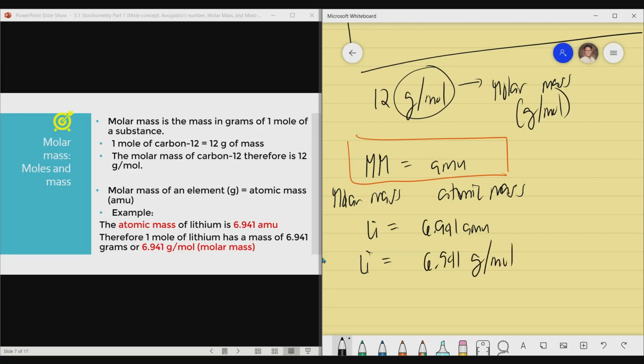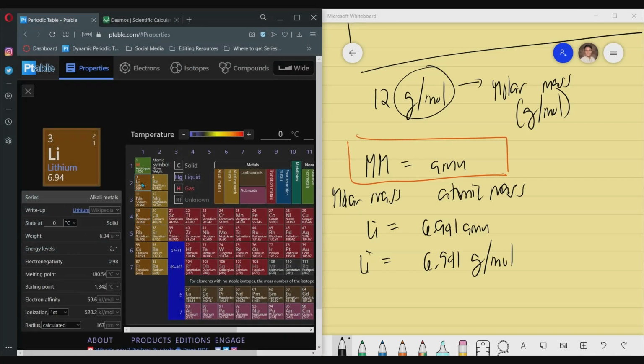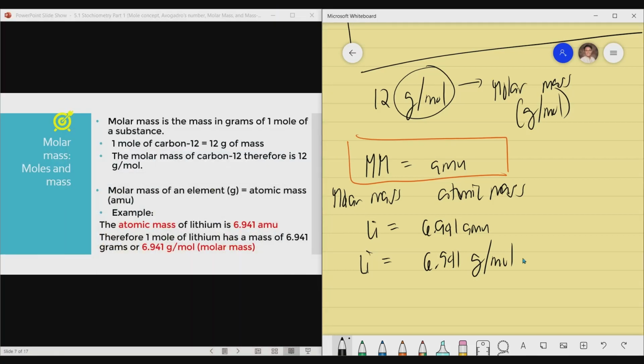So let me repeat this particular bit. Whatever the molar mass is, or whatever the atomic mass is, they are the same. So say for example, looking at the periodic table, so we have here lithium. Lithium has 6.941 AMU. Atomic mass unit is the unit for atomic mass. So whatever the value of your AMU or whatever the value of atomic mass is, that will also be the value for your molar mass. Okay? And also the other way around.